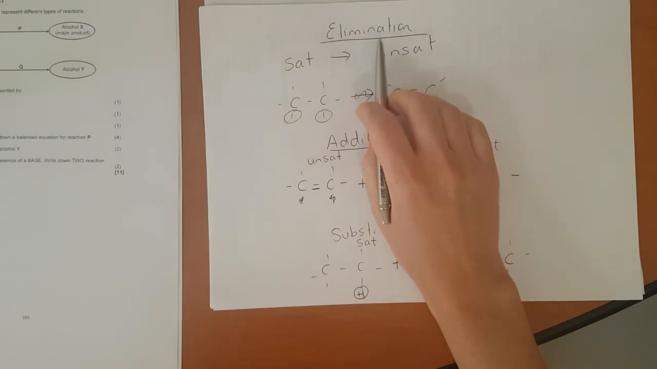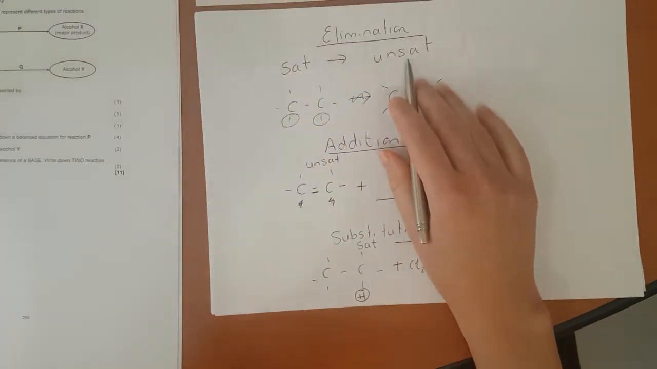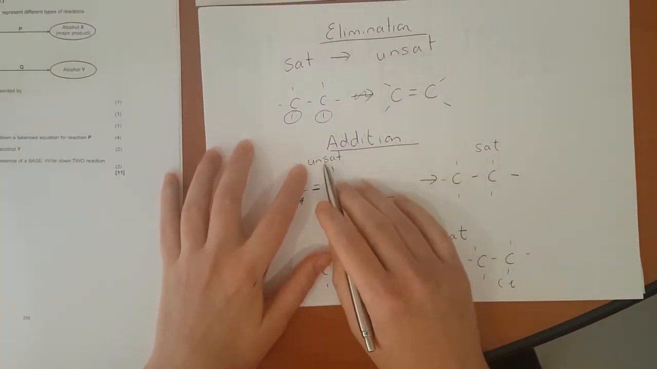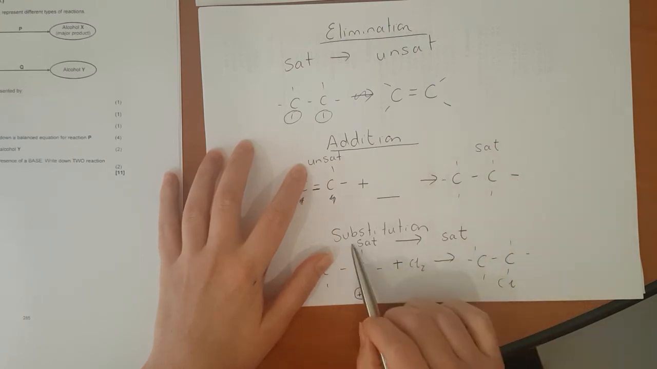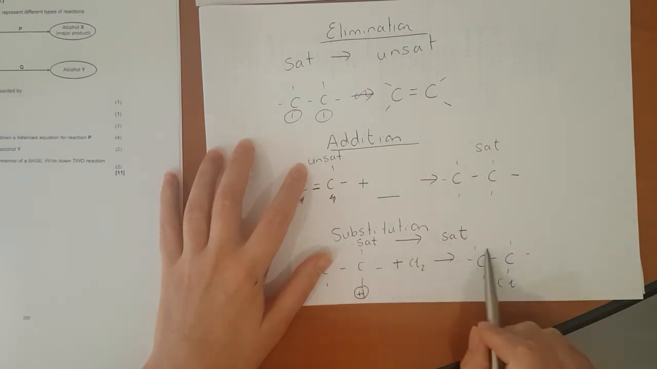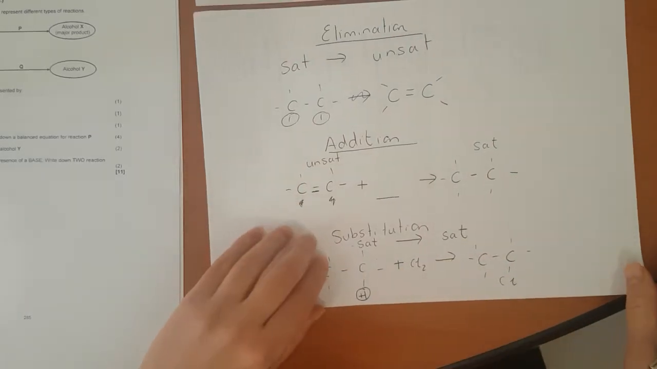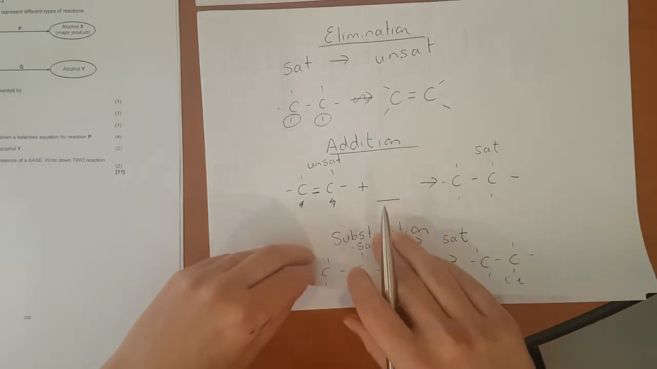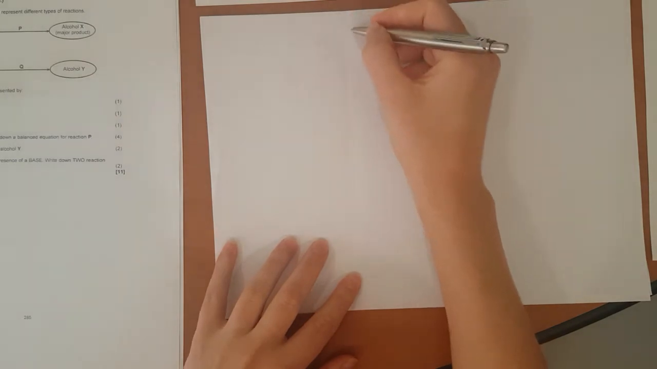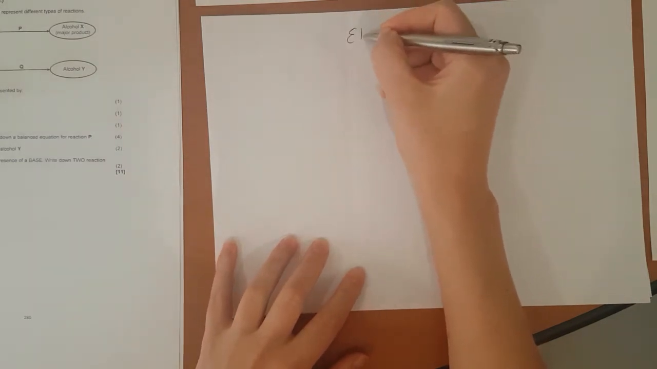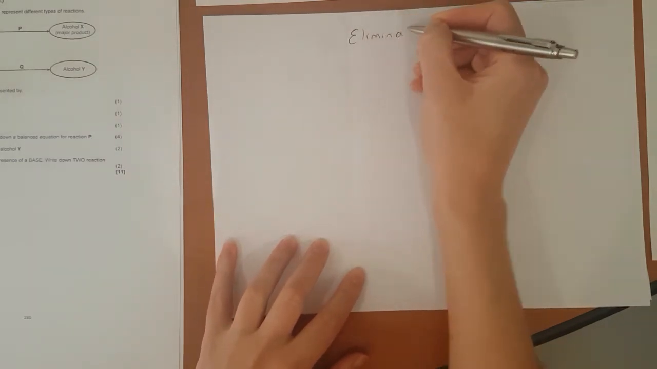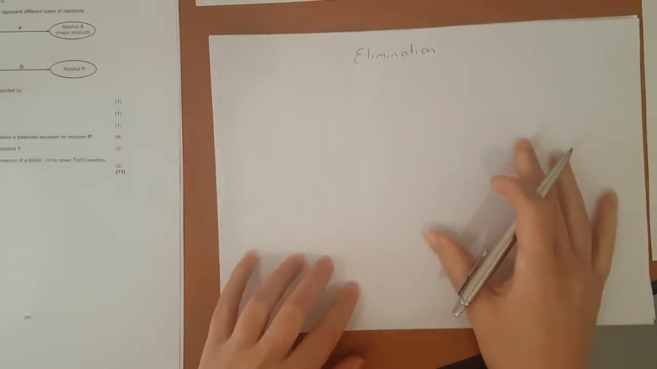So elimination, you have to go from saturated to unsaturated. Addition, you have to go from unsaturated to saturated. And substitution, you have to go from saturated to saturated. That is the biggest thing to look at. And then you get all your different types of sub-reactions in each one of those. So elimination. Let's look at the different types of elimination reactions.